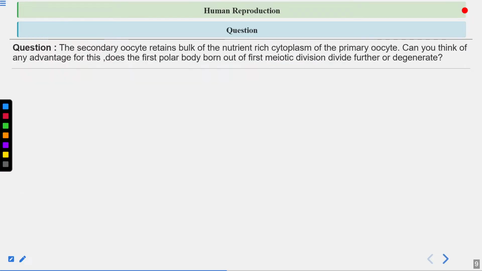So there is a question here. The secondary oocyte retains the bulk of the nutrient-rich cytoplasm of the primary oocyte. Now, can you think of any advantage of this? And does the first polar body born out of the first meiotic division divide further, or does it degenerate? So why does the secondary oocyte retain the bulk of the nutrient-rich cytoplasm of the primary oocyte? This is the first question here. So what will be the answer here?